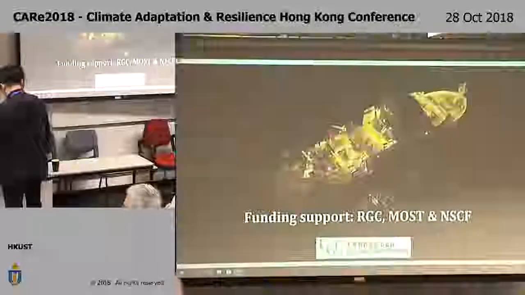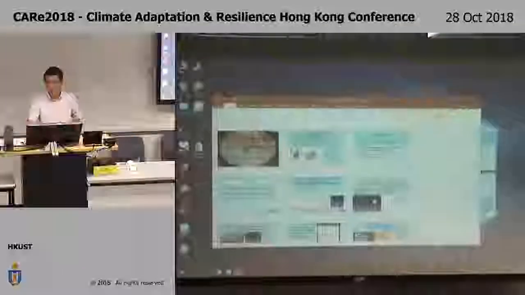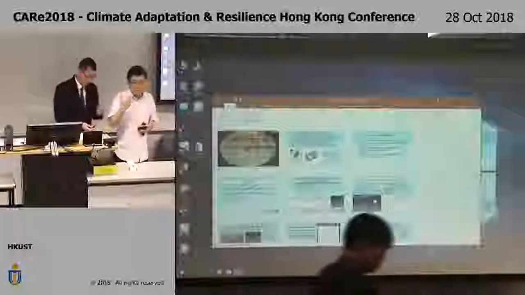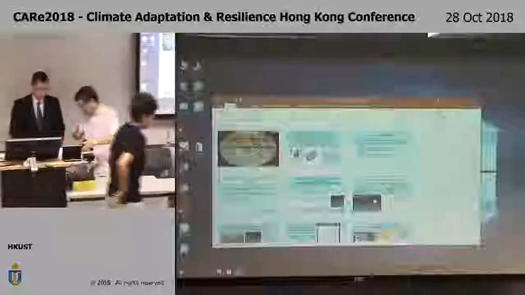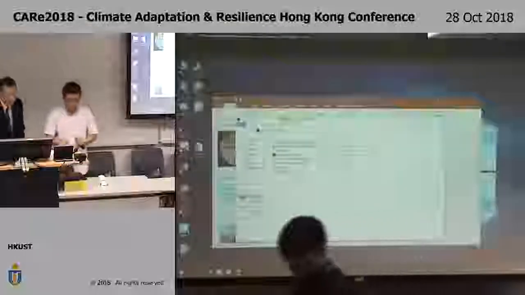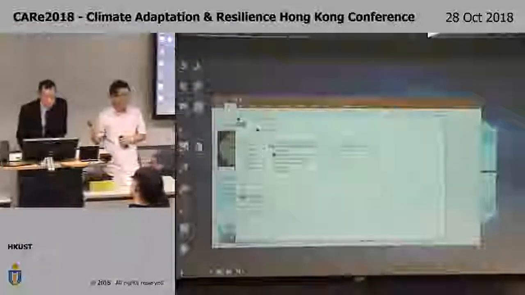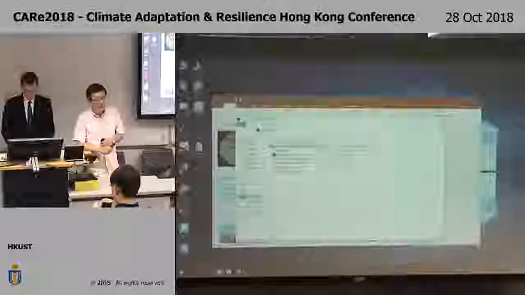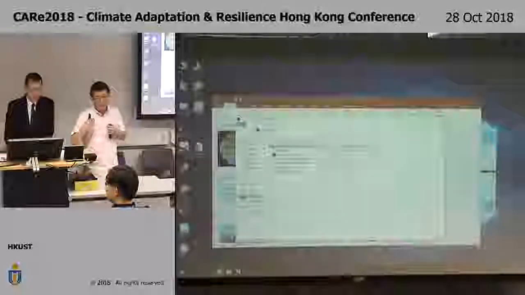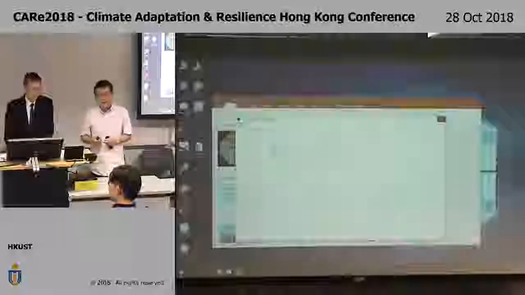Dr. Chu from EPD. Dr. Chu is one of the important stakeholders of our Home Ocean HK project. Both Dr. Chu and Dr. Liu from the AFCD, we have met this week. This is the second time we met. So you can see how strong the interaction is between the academics and stakeholders.